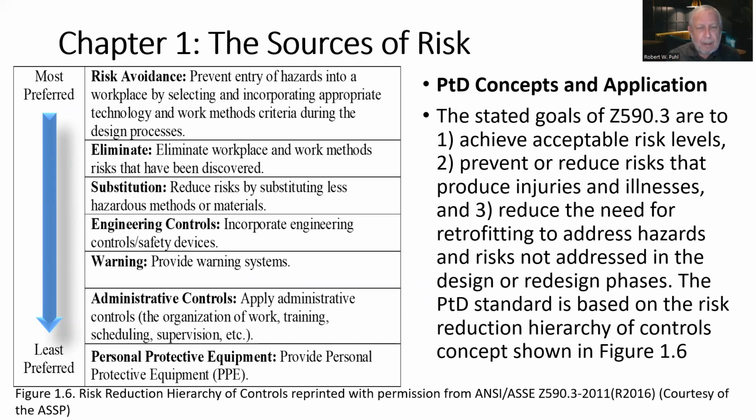And then they go to eliminate workplace and work methods risks that have been discovered. Substitution: reduce risks by substituting less hazardous methods or materials. Engineering controls: incorporate engineering control safety devices. I don't like their description, engineering controls, incorporate engineering controls. How about engineering controls: isolate people from the hazard. Warning: provide warning systems. Okay, they're adding warning and risk avoidance into this. Administrative controls: apply administrative controls. I hate when you use that to define it. Administrative controls do what? They change the way people work. Personal protective equipment: provide personal equipment.